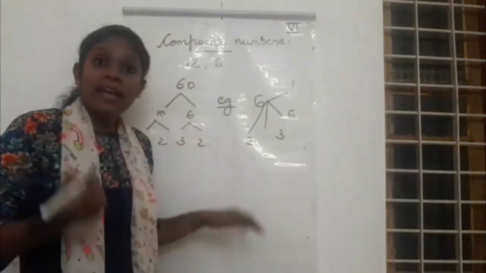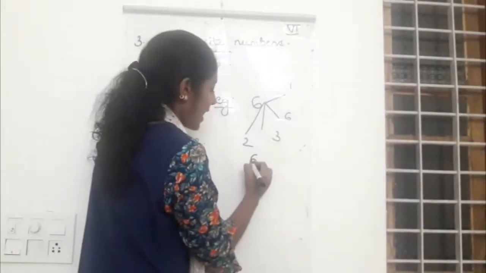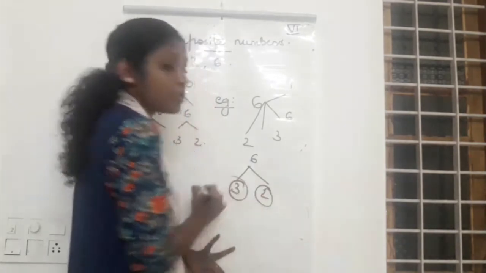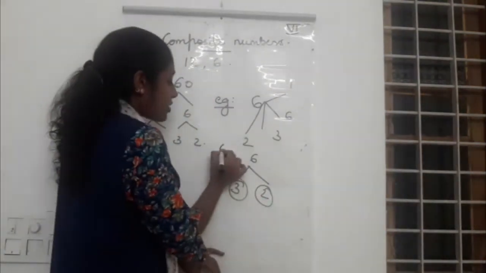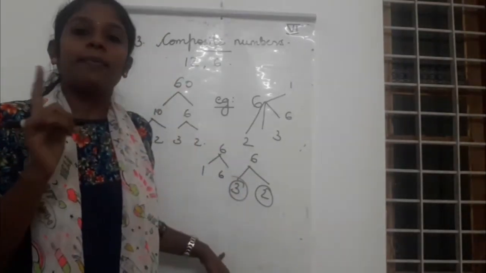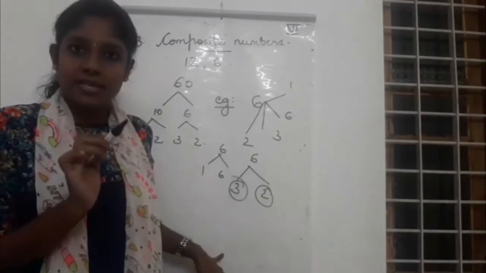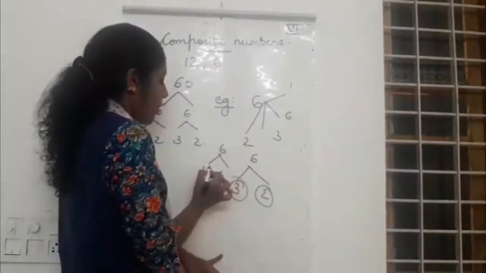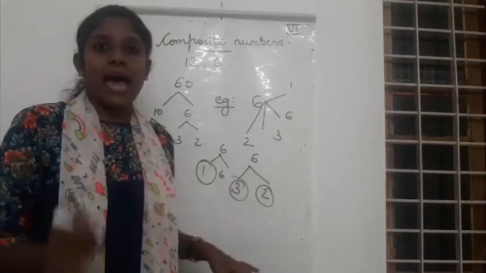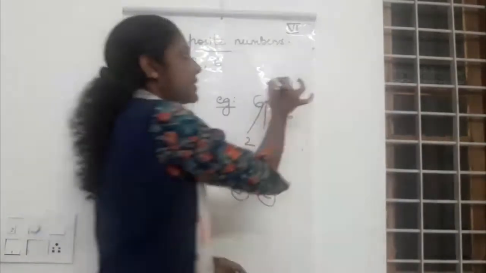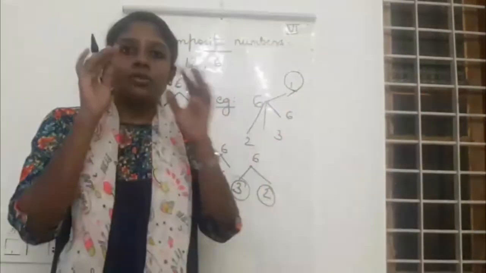But when we write the prime factorization, you will write 6 as 3 into 2. We can write 3 into 2 like this. But you cannot write 6 as 1 into 6. So which number is not included in the prime factorization of a composite number? 1 is the answer. When we draw the prime factorization, 1 is not included as a factor.